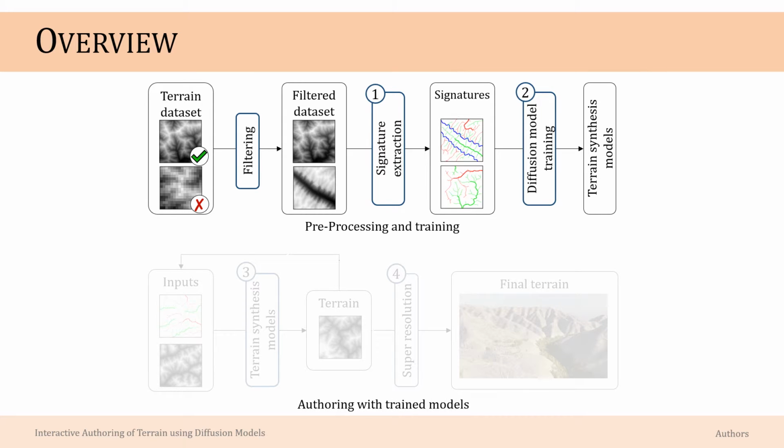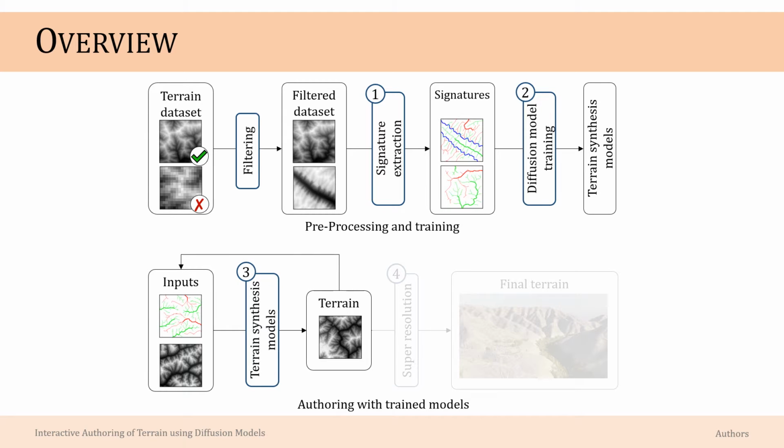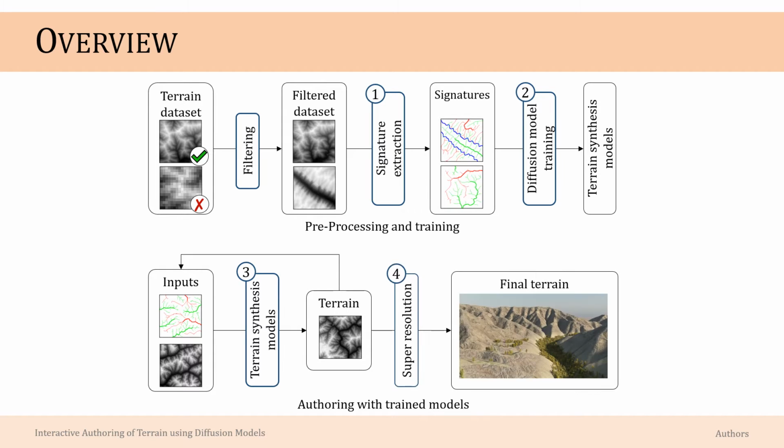Second, authoring with trained models. During iterative authoring, the trained models are used to synthesize terrains based on styles and sketches provided by an artist. Once the artist is satisfied, the terrain can be upsampled to create a final high-resolution version.